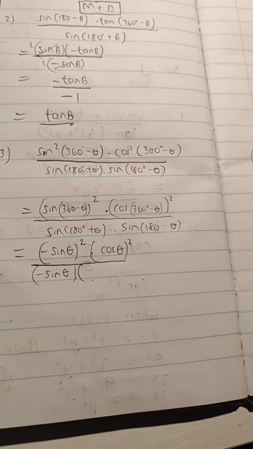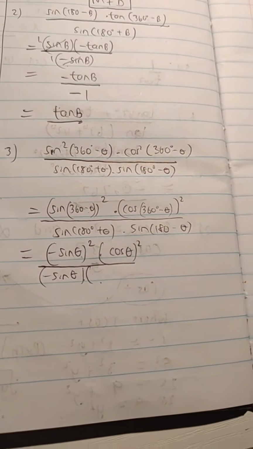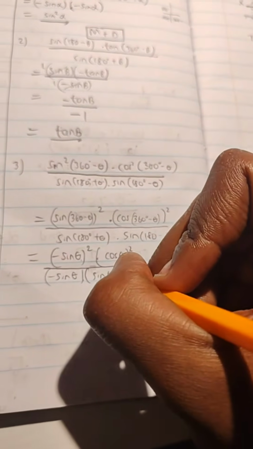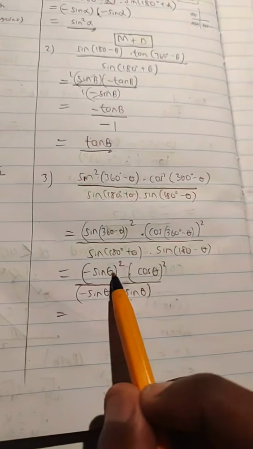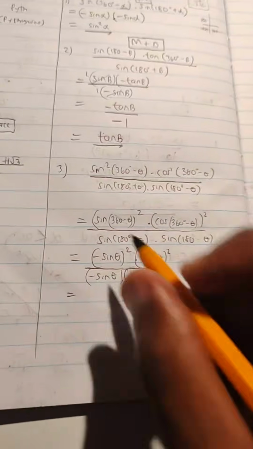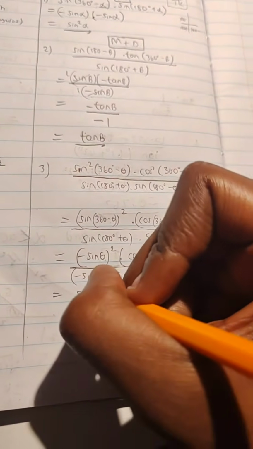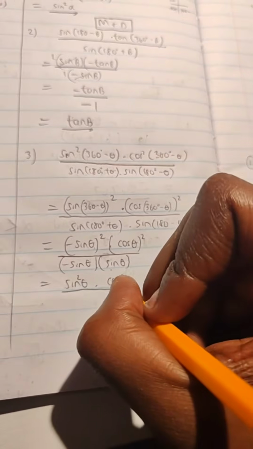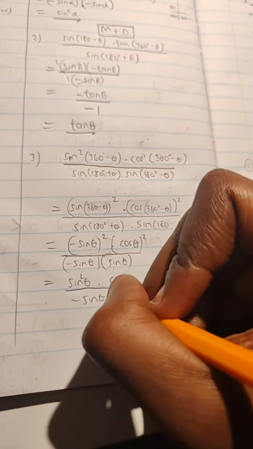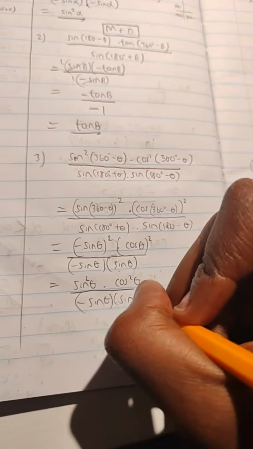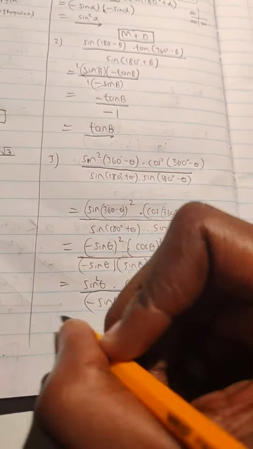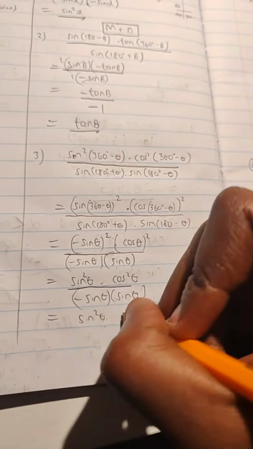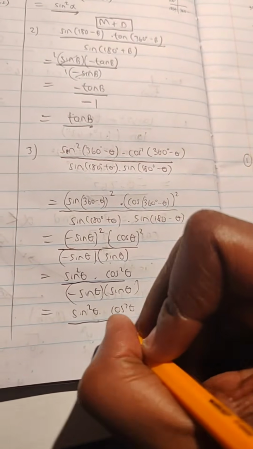And then of course, last but not least, sine of 180 minus theta. 180 minus theta is in which quadrant? It is in the second. How is sine? Sine is positive. When I apply the square to the negative sign, it is sine squared theta cos squared theta. Negative sine theta obviously stays, and then the sine theta at the bottom also stays. So I have sine squared theta times cos squared theta at the bottom.